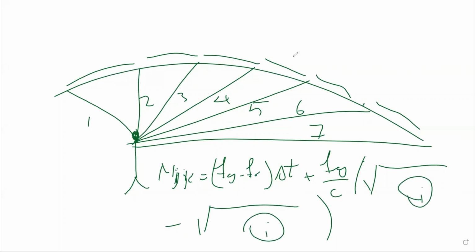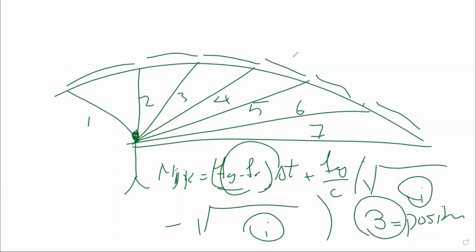Yeah, right. So 3 coordinates for the position of the receiver, and 1 for this constant term, which is 4. So we will have 1 equation and 4 unknowns.